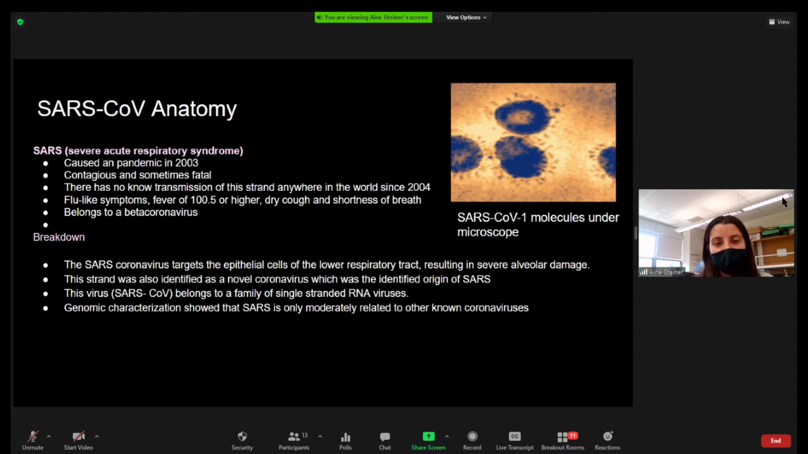The SARS coronavirus targets the epithelial cells of the lower respiratory tract, resulting in severe alveolar damage. This strain was also identified as the novel coronavirus, which was identified as the origin of SARS. This virus, SARS-CoV, belongs to the family of single-stranded RNA viruses like COVID-19, and genomic characterization showed that SARS is only moderately related to other known coronaviruses. And that's a picture of basically what SARS-CoV looks like. It's also known as SARS-CoV-1.